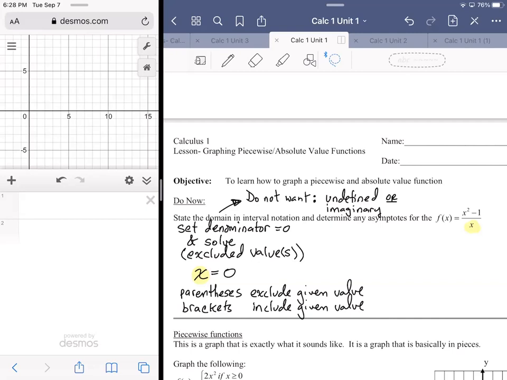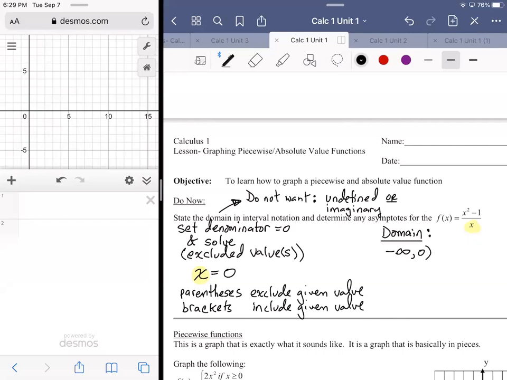So what we're saying here is that in my domain, we're going from negative infinity to infinity, but along the way, we're going to exclude 0. So I'm going from negative infinity to infinity, but along the way, we're excluding 0. So let's go from negative infinity to 0, but not include the 0.